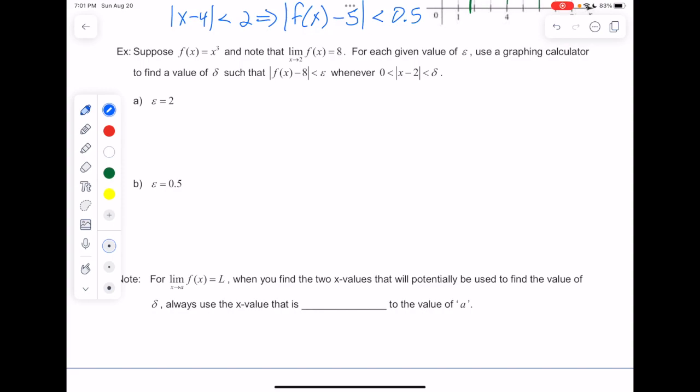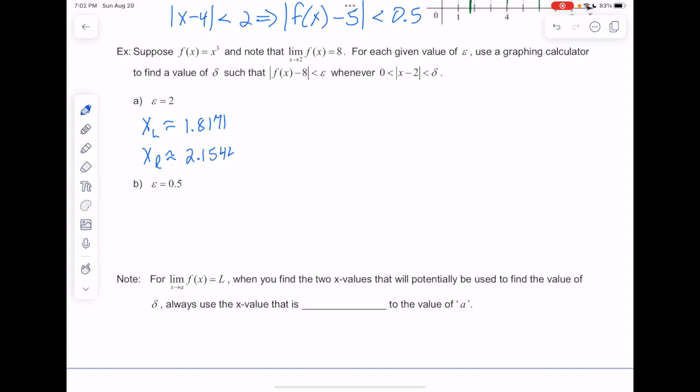We found 2 boundaries there, so I'm going to write those down. The boundary we found on the left was approximately 1.8171, and the boundary we found on the right was approximately 2.1544. And we could see graphically that as long as we stayed between those 2 x values, we were going to be in between the 2 red lines. So what does that look like graphically for us here?